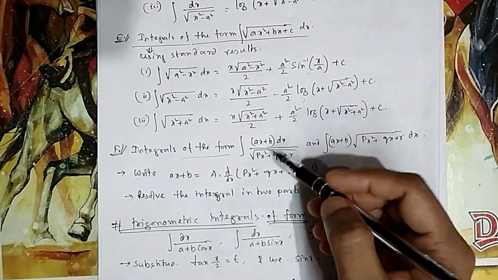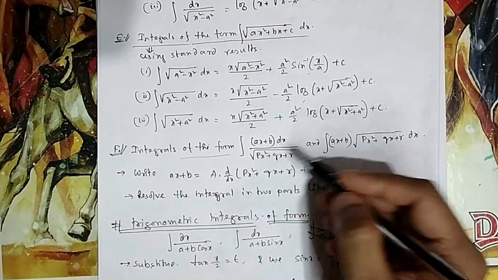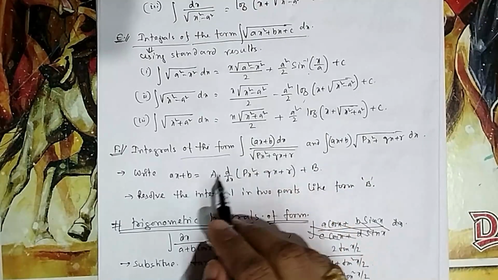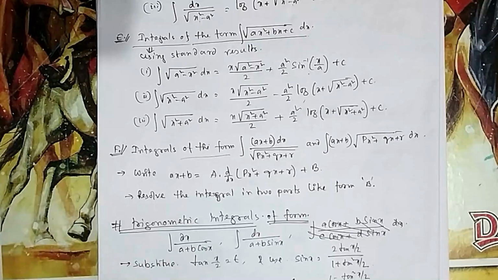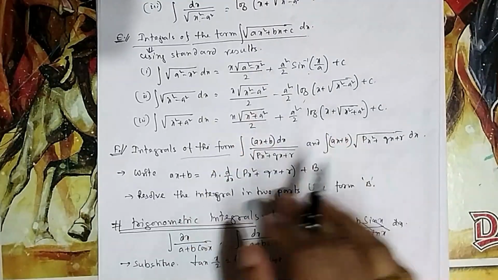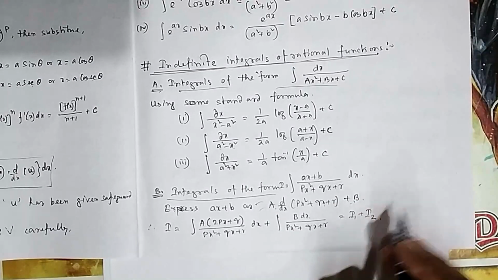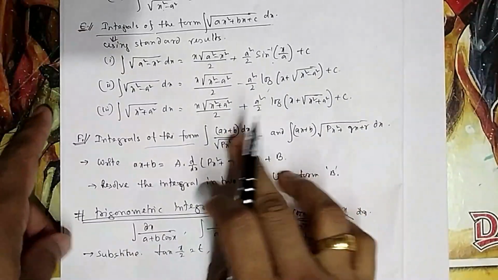Now suppose the integral is of this format, some linear divided by root quadratic, or linear into root quadratic. So what you do, you write this ax plus b, this linear factor, as this plus this. So again this integration will be two parts. It will be like what we have done before. It will be I1 plus I2. Again you can segregate this one, I1 and I2.